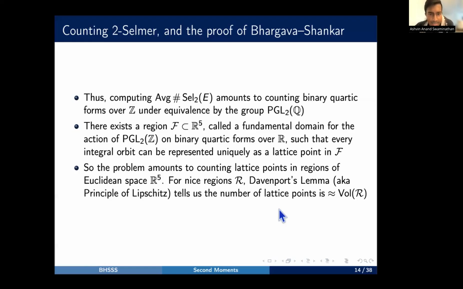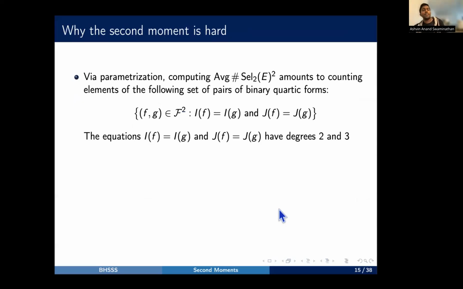Okay, so that's how you get the average. Why is the second moment different or more difficult than that? Via the parameterization, computing the second moment amounts to counting pairs of elements, f and g, in the fundamental domain that share the same invariants, meaning they correspond to the same elliptic curve. So we're interested in two equations here.